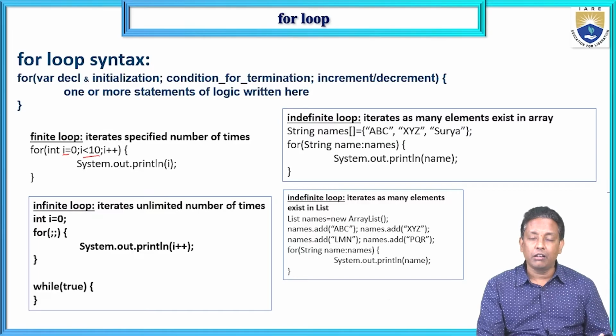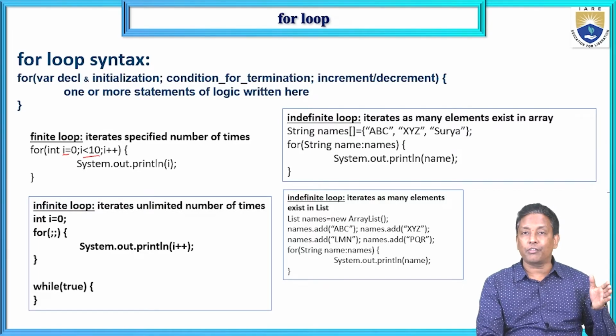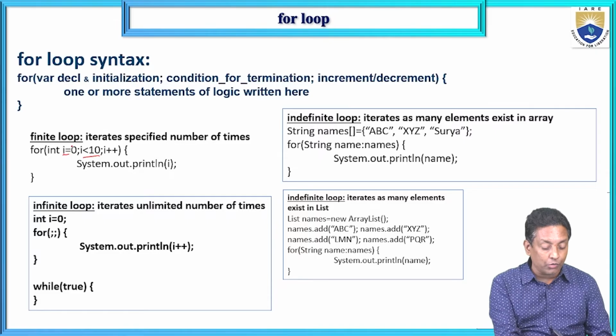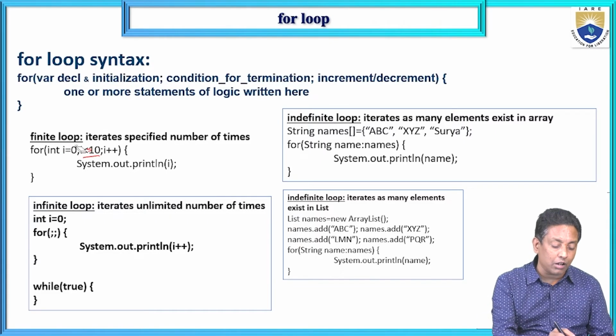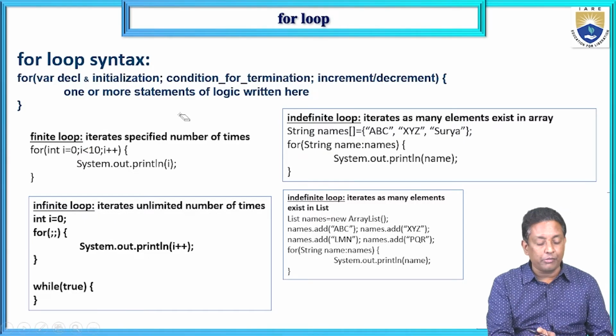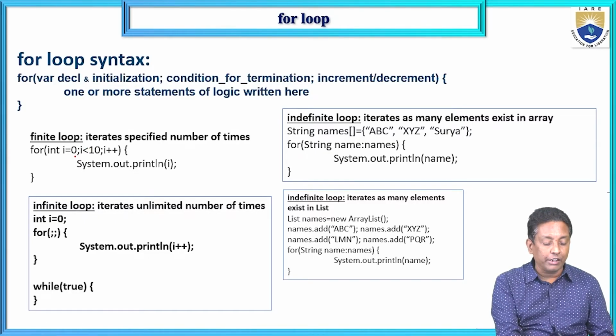So 0 to 9. Or otherwise, if you are interested, if we want to iterate from 1 to 10, you write int i = 1 and i <= 10. So it all depends on from which integer value we want to start the loop. So int i = 0, i < 10, i++.